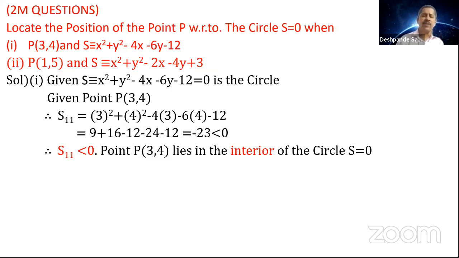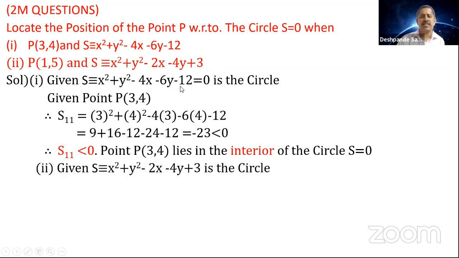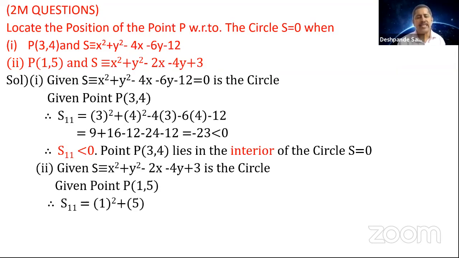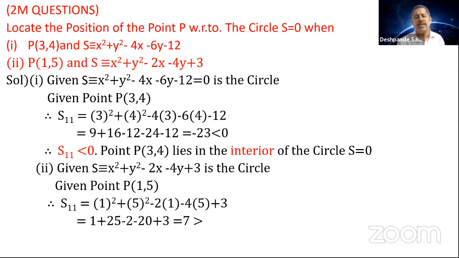So you can try the second problem here. The point is given as (1, 5) and S is given like this. What is that you do here? Put x is equal to 1 and y is equal to 5. So you're going to find out S11. So S11 is equal to 1 square plus 5 square minus 2 into 1 minus 4 into 5 plus 3. So what is the value you get? You get 1 square plus 25 minus 2 minus 20 plus 3. So what you got is 7.